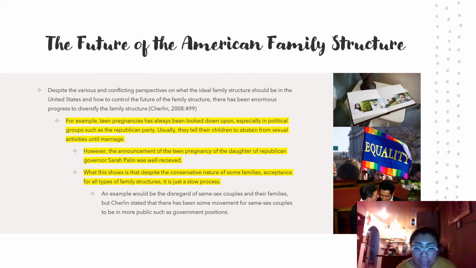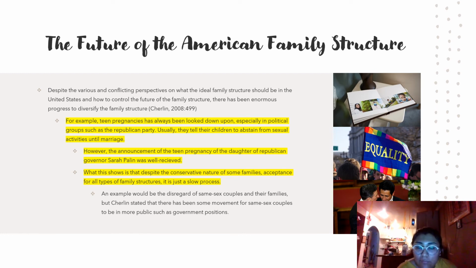And the best example that they include was regarding the teen pregnancy of a Republican governor who was very prominent at the time when this article was published, and how their daughter basically was pregnant and a teenager. And Republicans frown upon teen pregnancies, simply because Republicans try to have their children abstain from sexual acts, as we see with Texas and their sexual education. But the surprise for this news, when she announced that her family unit consisted of a teenage daughter who was pregnant, was that it was well received.